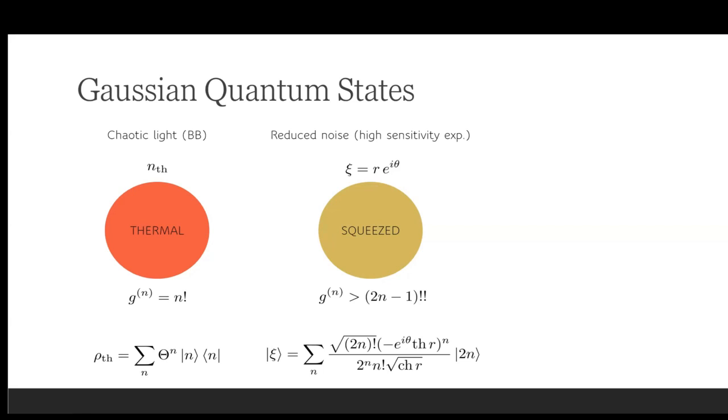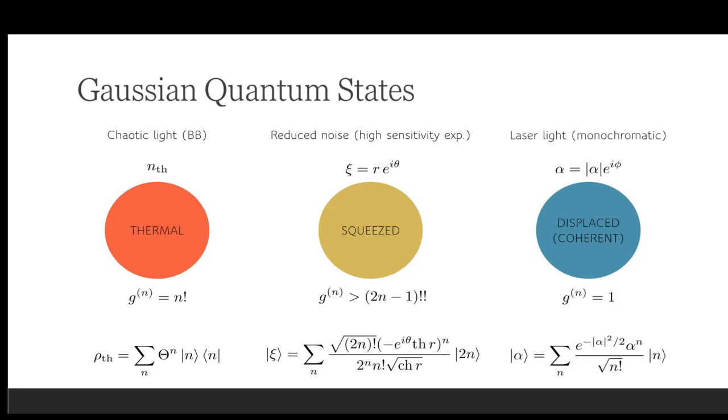And the last one is the displaced coherent state. This is the quantum description of a classical monochromatic wave. In other words, it's a way to describe the quantum state of monochromatic light.